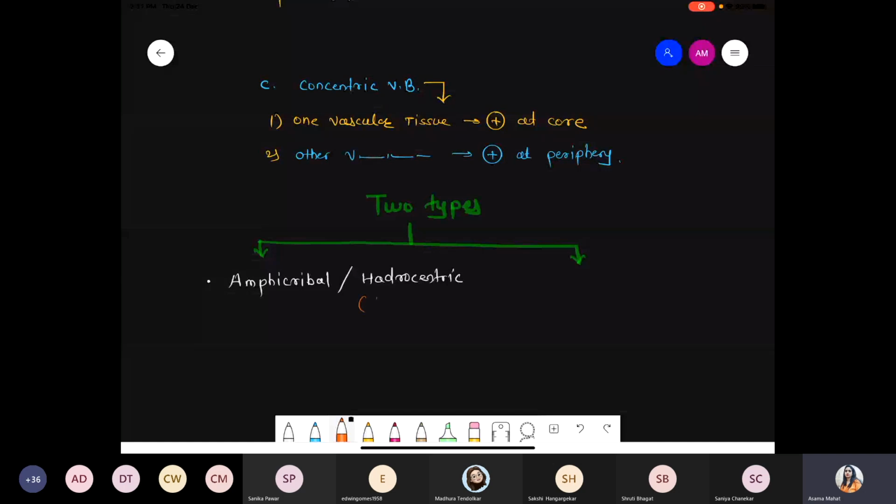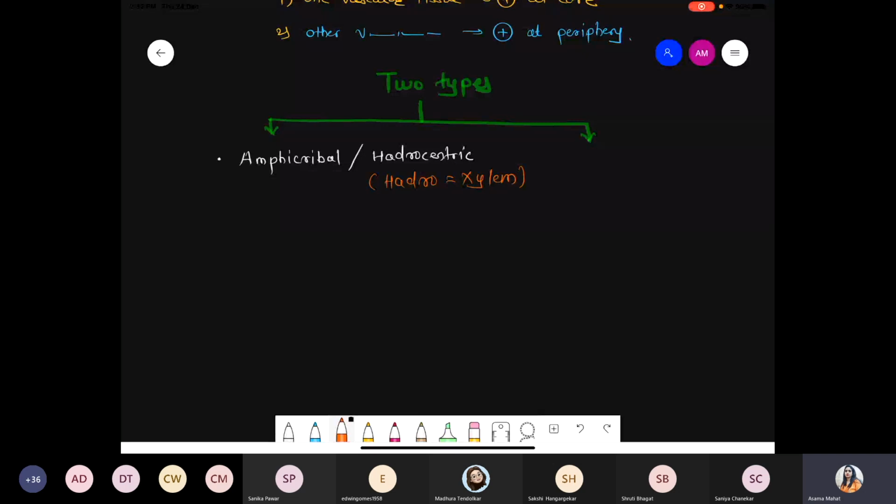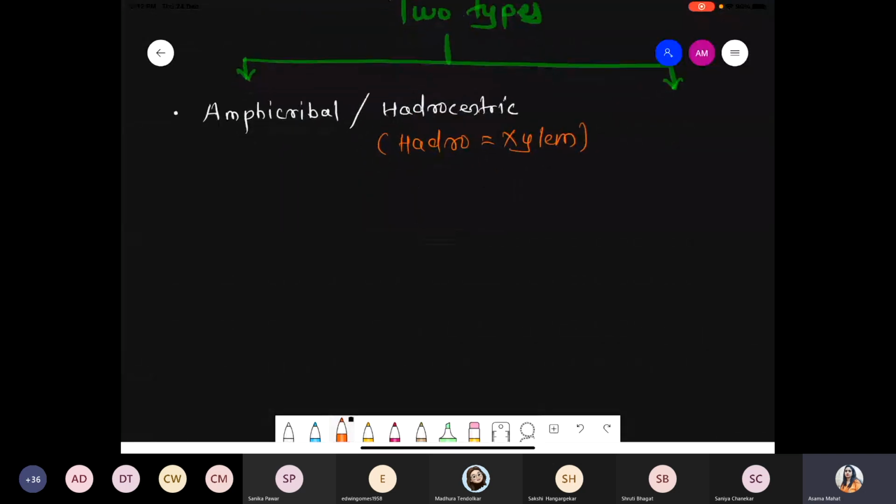The word hydro represents the xylem. Done. So now tell me, the word hydro means xylem. According to this concept, which tissue is present at the center and which tissue toward the periphery? Amphicribal, also called hydrocentric. Yes, hydro means xylem. So now what happened in this condition? Now xylem is present at the center.